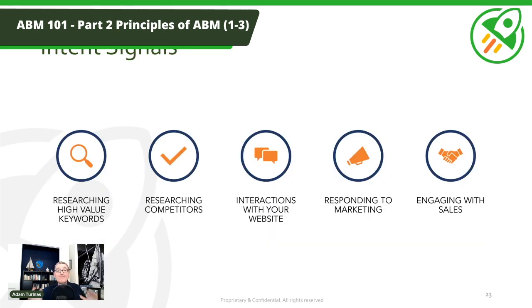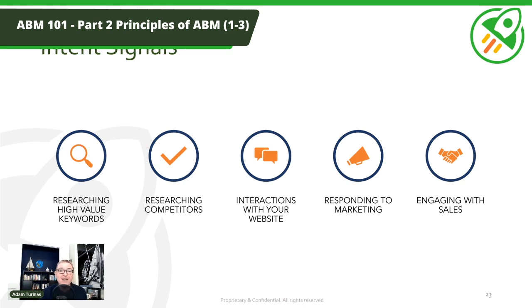Okay, now in B2B, there are lots of different signals, and so the whole thing is about finding in-market data, finding in-market accounts, and the different types of buying signals that you can look out for. So are they researching high-value keywords that are relevant to what you do? Are they researching your competitors? Are they interacting with your website? Are they downloading content? Are they looking at multiple solution pages? How are they responding to marketing? Are they engaging with your LinkedIn ads? And then last but not least, are they actually engaging with sales in some kind?